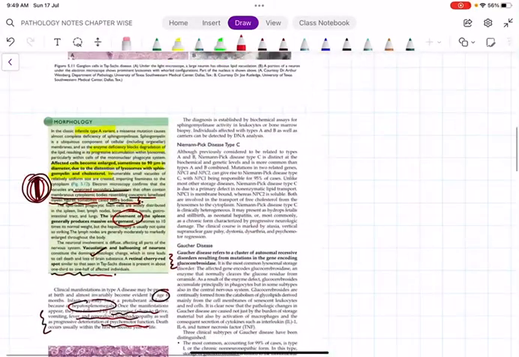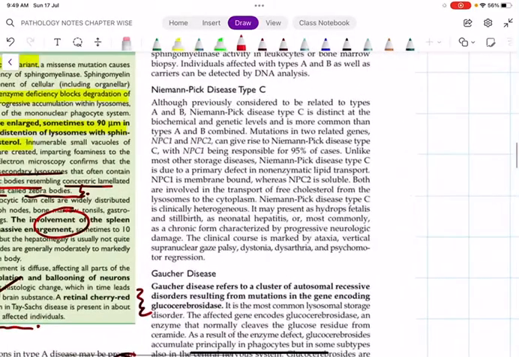And next is what we call Niemann-Pick disease type C. This is type C because in type C we have two distinct types of mutation, NPC1 and NPC2. And remember, NPC1 and NPC2 are responsible for cholesterol transport. NPC1 is membrane bound, whereas NPC2 is soluble. Both are involved in the transport of free cholesterol from the lysosomes to the cytoplasm.